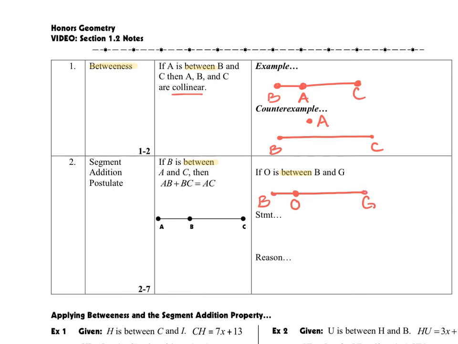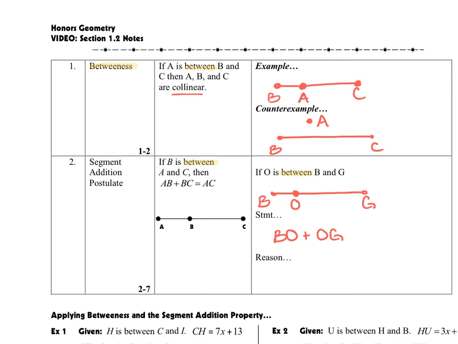Now, this idea of a statement is going to come back to us when we start working on our proofs later, but for now we're going to use it to work on the algebra aspect of this. So what we can say is that idea that the part plus the part is going to give us the whole, and now we're going to use that very specific geometry language. So we're going to write that segment BO plus segment OG, those are the two small pieces.